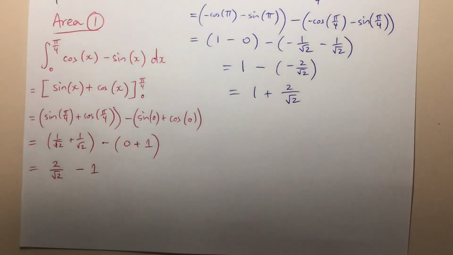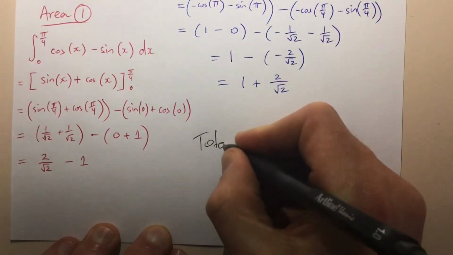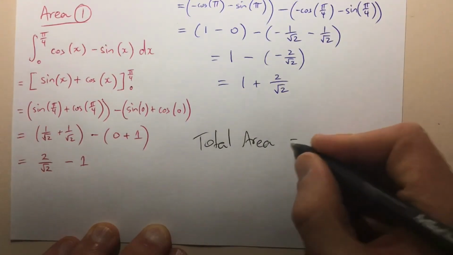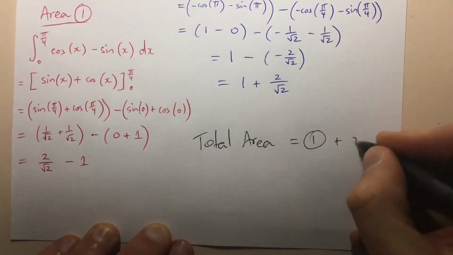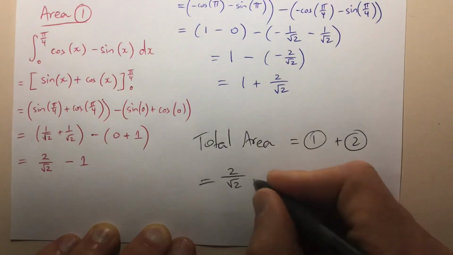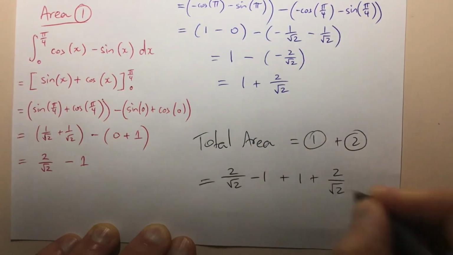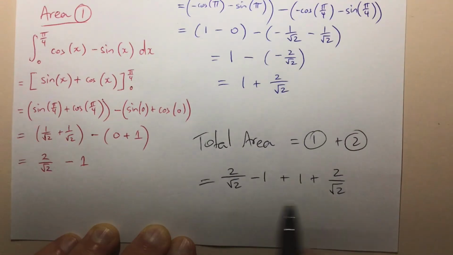Final step after all that is obviously to then say, well, what's the total area? And the total area, of course, just equals area 1 plus area 2, which is 2 on root 2 minus 1 plus 1 plus 2 on root 2. So we actually end up with 4 on root 2 from adding those two together, and the minus 1 and plus 1 cancel each other out. So we get 4 over root 2 as our final answer.